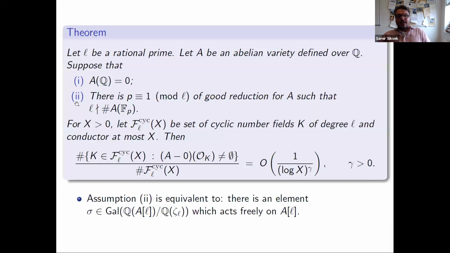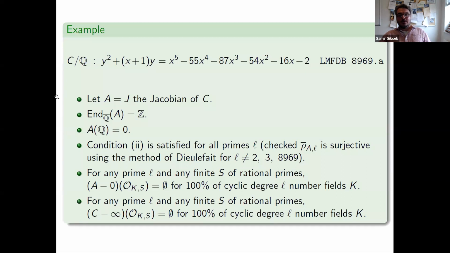Right. So I should say that this condition 2 is sort of easy to check if you fix your L, because you're searching for a prime P. But you might say it might be hard to check for all primes L, or for all but finitely many primes L. But because of this equivalence, it turns out that it's enough to check that the mod L representation is large or surjective. So here's an example. If you take this curve C.